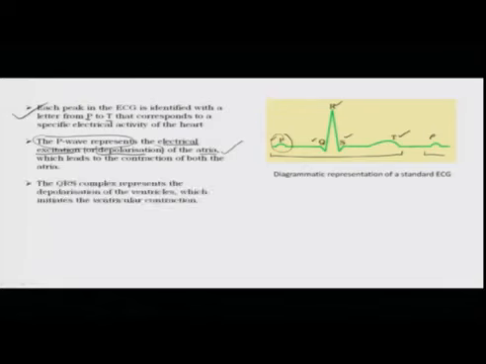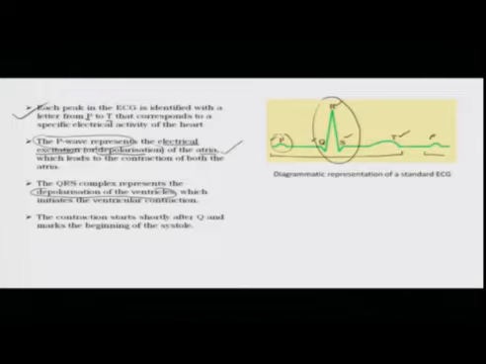Then comes the QRS complex. The QRS complex is much stronger because it represents the depolarization of the ventricles, which is much stronger than that of the atria. Therefore, you see a large blip on the ECG, which is known as the QRS complex.